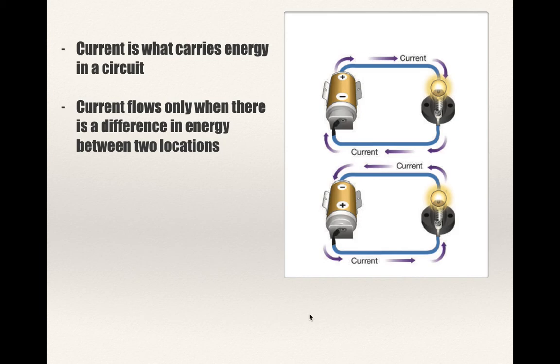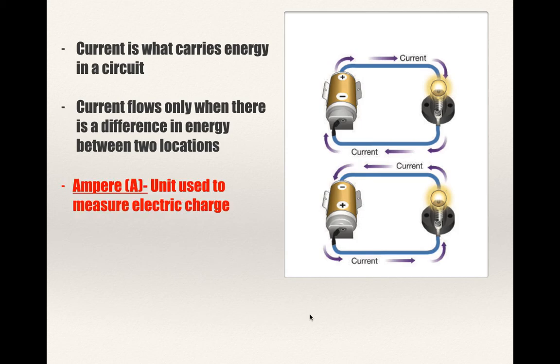Current flows only when there is a difference in energy between two locations. I'm going to show you a picture of that water analogy again, but the electric current is not going to flow if you do not have a difference in energy between two locations. The unit used to measure electric charge is the ampere, capital A, or the short version, an amp. It was named in honor of André Marie Ampere, who was alive in the late 1700s, early 1800s. He was a French physicist that studied electricity and magnetism.